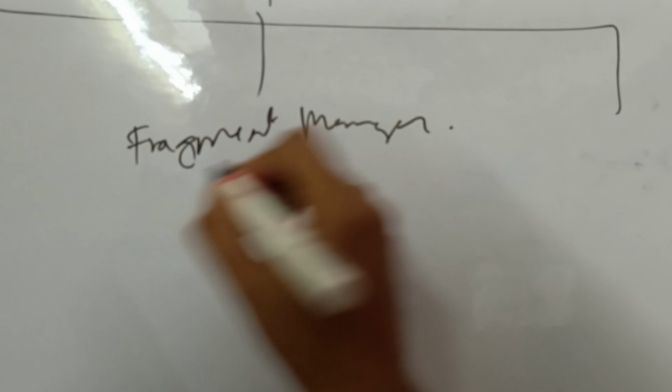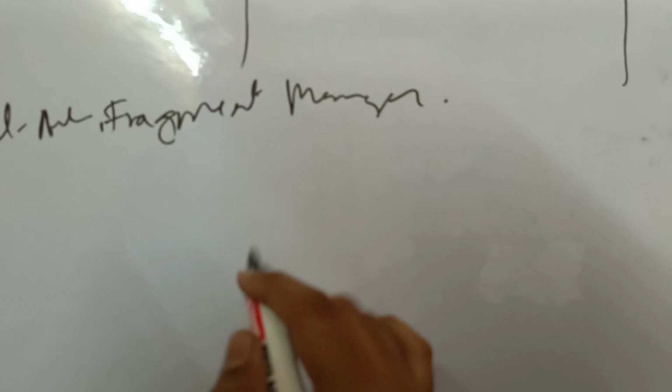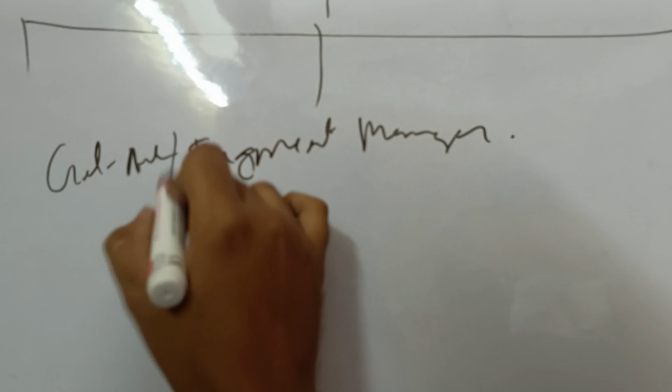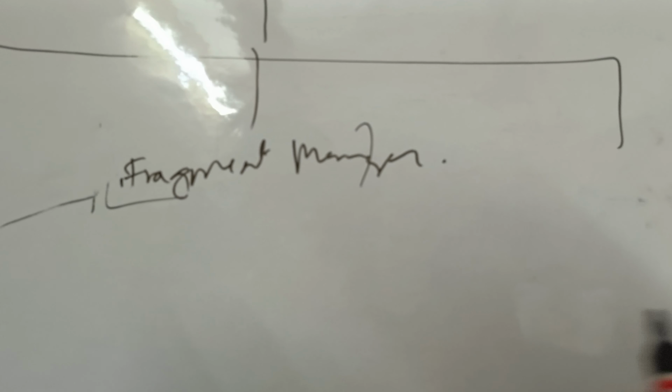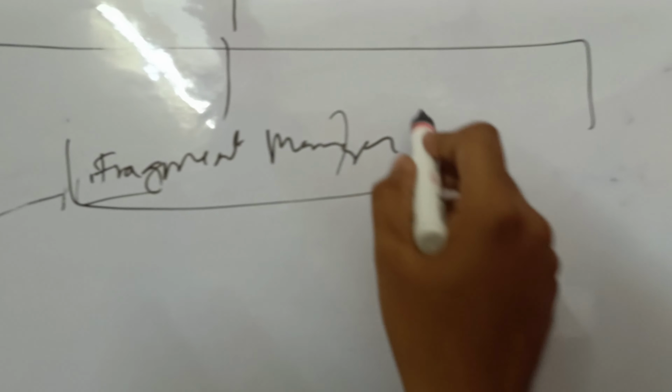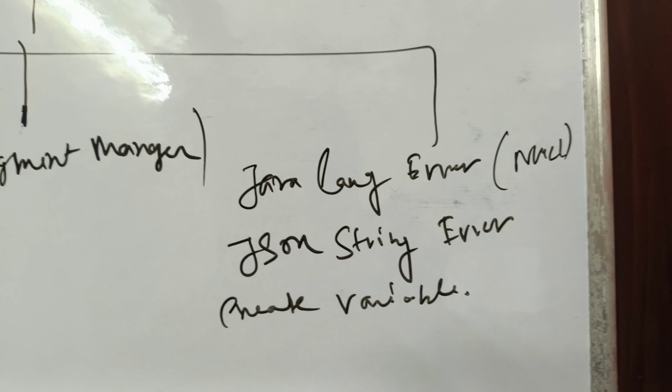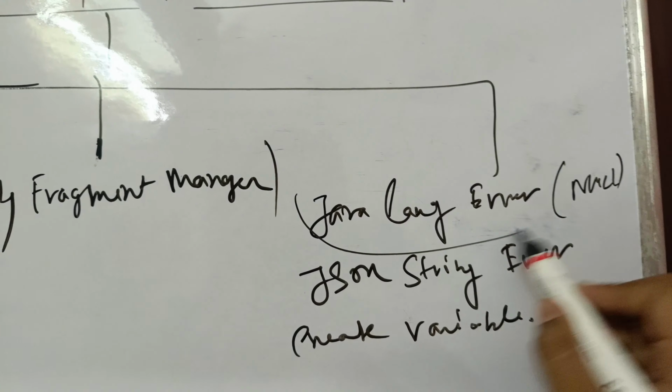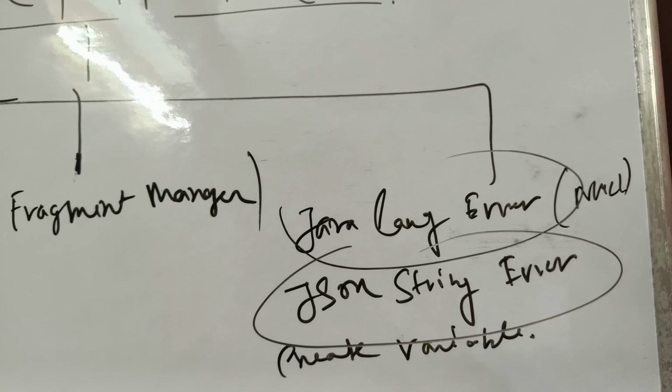And the second is this kind of error, get activity shows. You simply need to open the current block and just delete this first option. Clear it, and the thing will be like fragment manager. Then the problem will be solved. And the final fix is the Java lang error, the JSON string error.